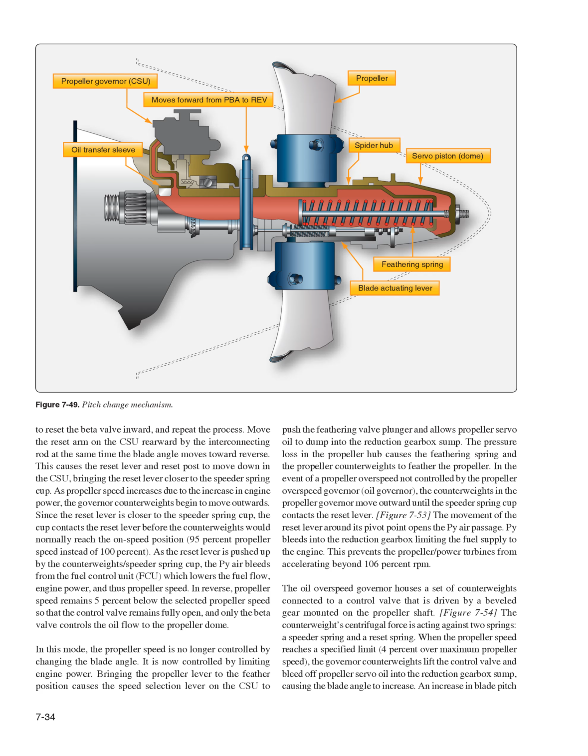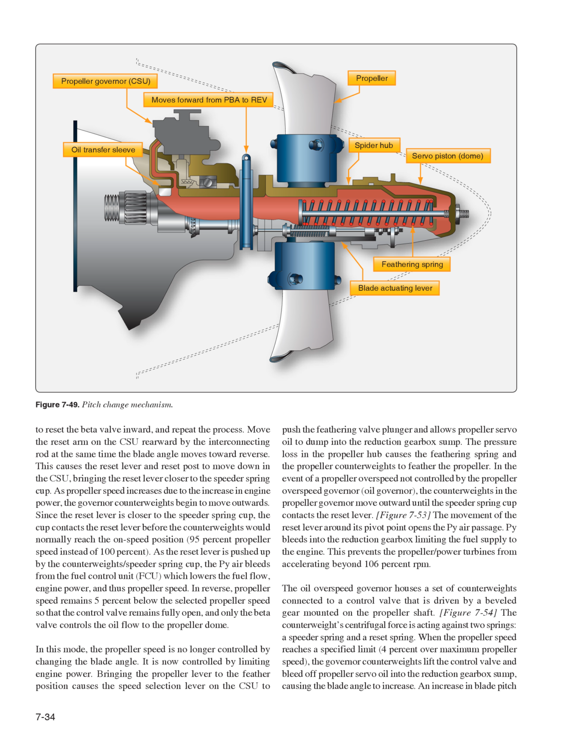The reset arm on the CSU is moved rearward by the interconnecting rod at the same time the blade angle moves toward reverse. This causes the reset lever and reset post to move down in the CSU, bringing the reset lever closer to the speeder spring cup. As propeller speed increases due to the increase in engine power, the governor counterweights begin to move outwards. Since the reset lever is closer to the speeder spring cup, the cup contacts the reset lever before the counterweights would normally reach the on-speed position, 95% propeller speed instead of 100%. As the reset lever is pushed up by the counterweight/speeder spring cup, the PI air bleeds from the fuel control unit FCU, which lowers the fuel flow, engine power, and thus propeller speed.